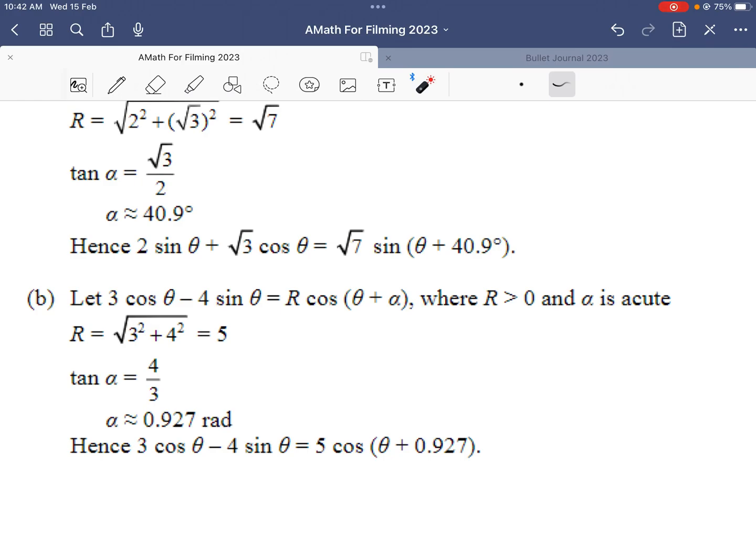So what happens here is the R value is 3 squared plus 4 squared. Notice I ignore the negative symbol, just take the absolute value of 3 squared and 4 squared. You square root it, your R value is 5. Tangent alpha is 4 over 3. Once again, notice that there is no negative symbol, even though here is negative 4. Just take the absolute value, 4 over 3. You inverse tangent, you get 0.927 radians. So this function, if you write it out as a cosine function, is 5 cosine theta plus 0.927. And this is in radian mode.